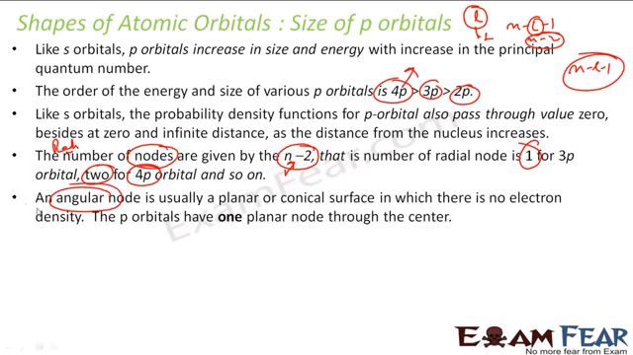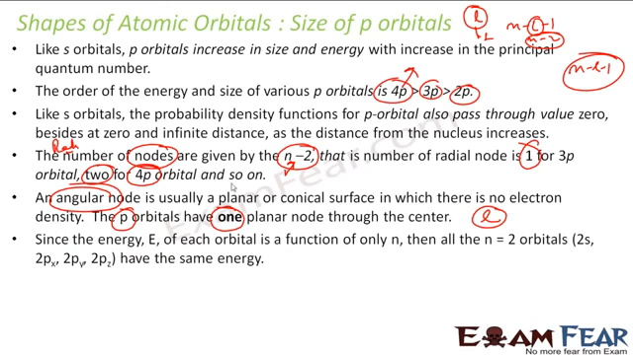Angular node also is a planar or conical surface in which there is no electron density. For p orbitals, we have one planar node. Why? Because for angular node, I told the number is l, and in this case, p orbital, the l value is 1. So it will have only one angular node.